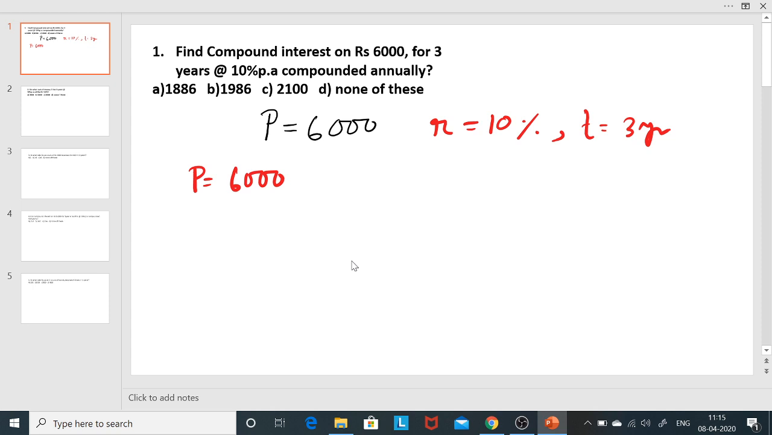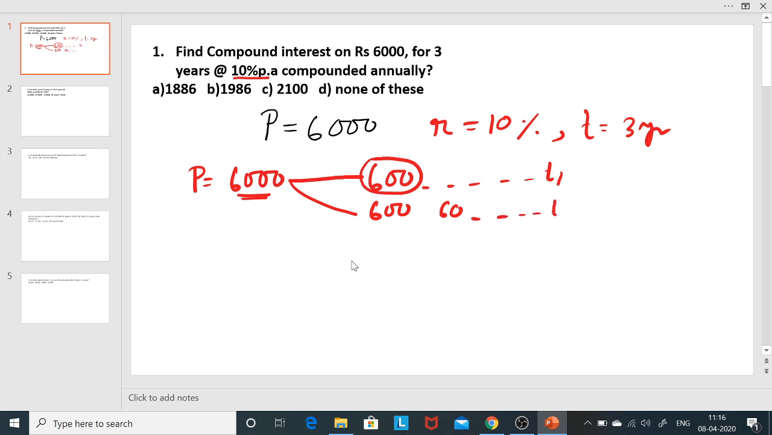If you apply the tabulation method, for the first year it is 10% of 6000. Now 10% of 6000 is 600, so this is for the first year. For the second year, again 10% of 6000, which is 600, and as you have already got 600 rupees in the first year, again 10% of this 600, which is 60 rupees, so this is for the second year.